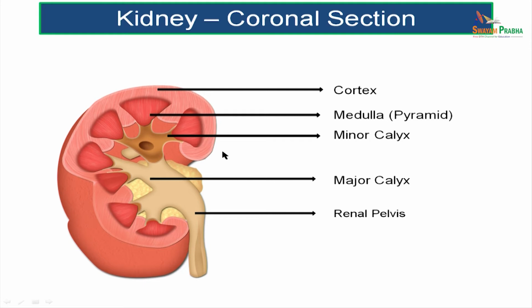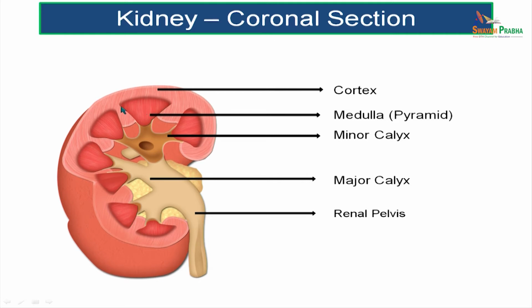To understand the microscopic anatomy of kidney, let us learn about the coronal section of kidney, which is the gross anatomy of kidney, for better understanding of the microscopic anatomy. So, kidney on a coronal section, as you can see from this picture, has an outer cortex and an inner medulla, which consists of cone shaped structures which are called renal pyramids.